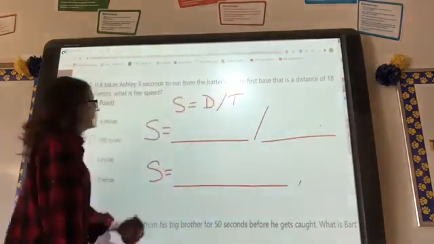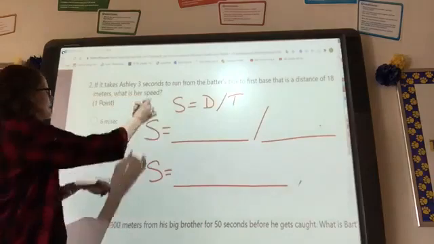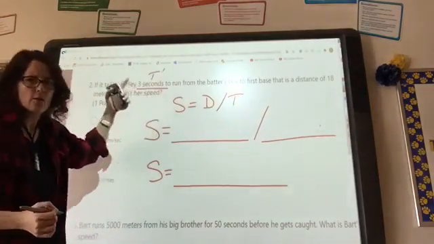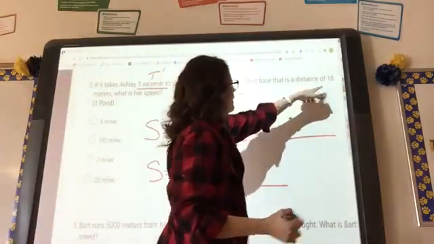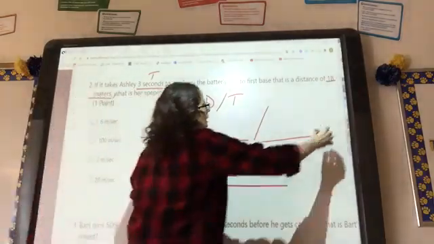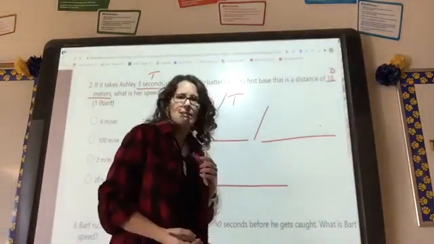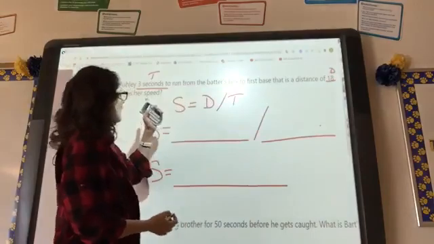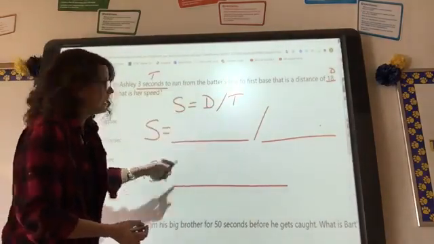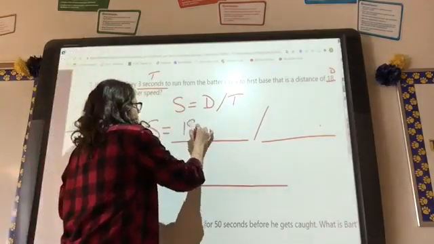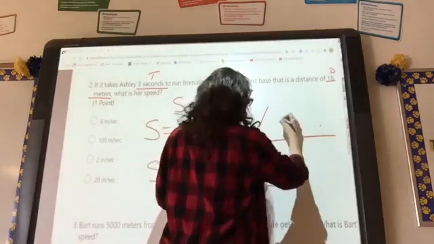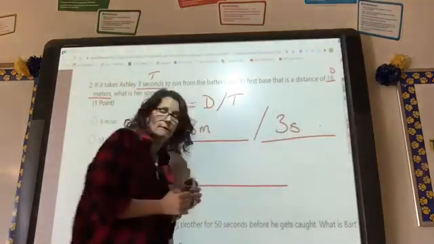Here's our answer. So, if Ashley takes 3 seconds, so that's a time right there. I'm going to underline it and put a T above it so we know that that's time. And then we've got a distance of 18 meters. I'm going to put a D right there because that's our distance, okay? So we've got distance and time. We just need to plug them in here. So we've got 18 M for meters, and then 3 seconds for our time.